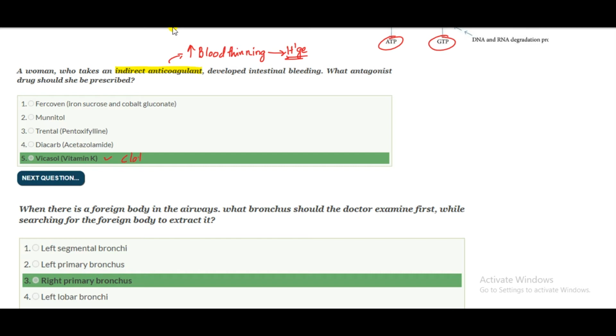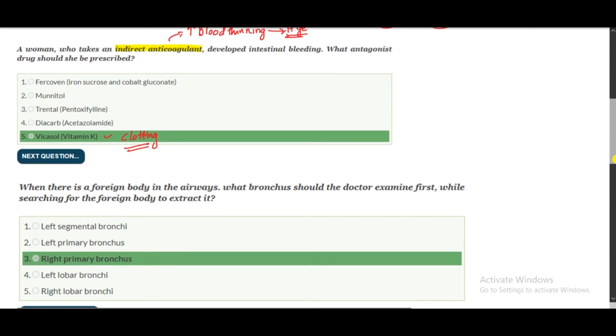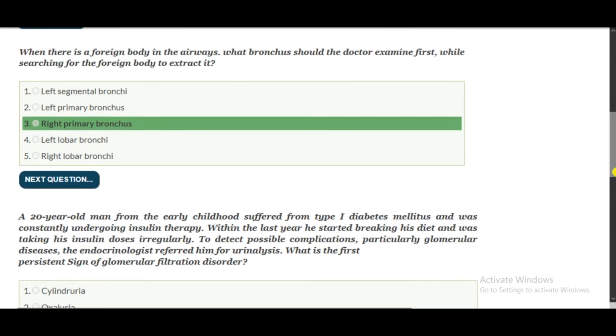Okay. So what can we prescribe in this case? When we consider the options, you can see vitamin K, or Vikasol. Vikasol helps in the clotting process. So this is a simple question and you can answer it, no problem at all.